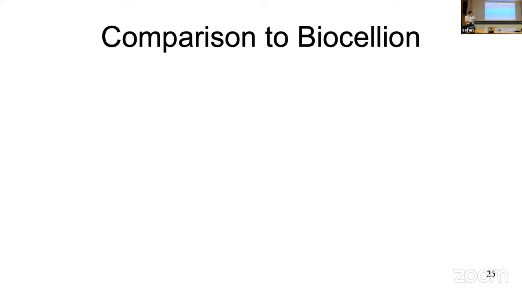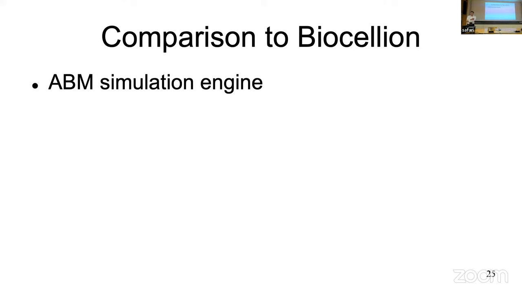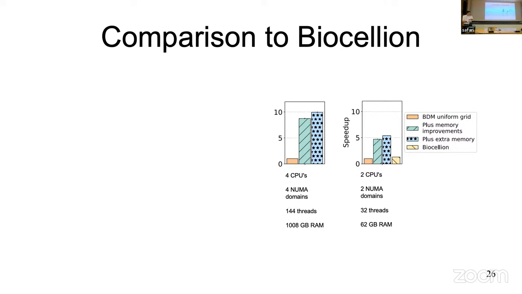Now let's compare BioDynaMo with BioCellion. BioCellion is also a simulation engine for agent-based modeling. And it is closed source, though, so the comparison was limited that the paper could do. The paper did do an analysis, though. Here we can see benchmarks. For the right simulation, we have a much weaker system than for the left. We can see the left has way more memory and also way more threads. And in this graph, the BioCellion part actually is not there. I don't know why, but yeah.